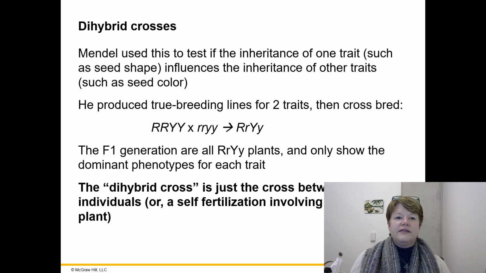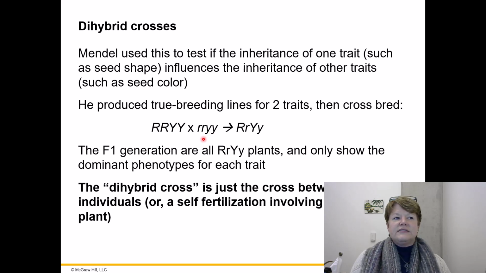Now, the way you get a dihybrid individual is the same way that you get any hybrid individual. You start by crossing the true breeding P1 plants. And what Mendel did was he had plants that were true breeding for two traits. So big R, big Y, little r, little y.